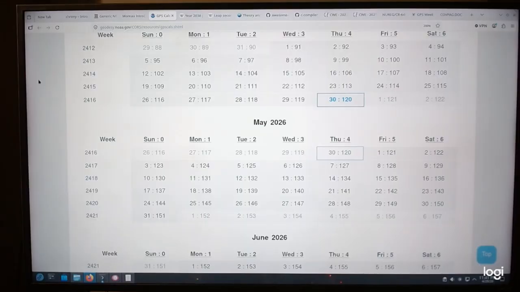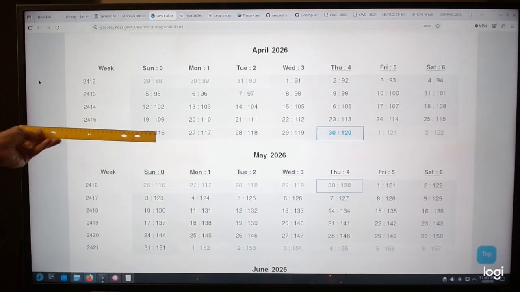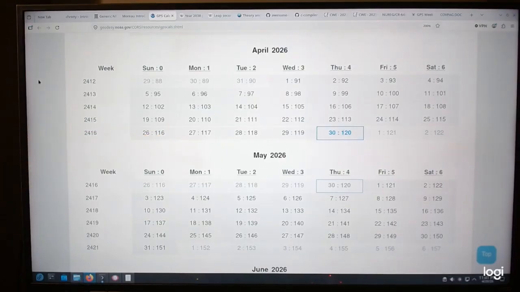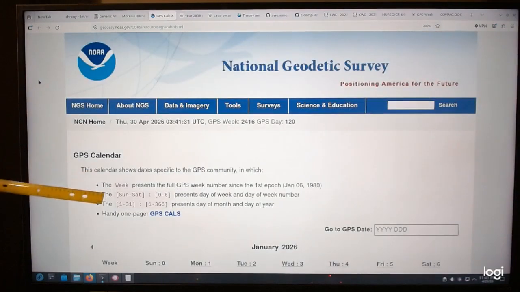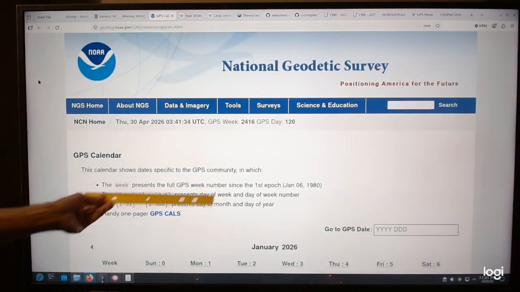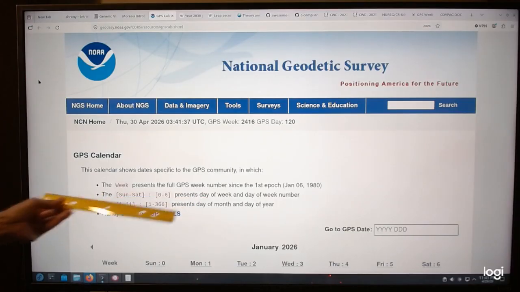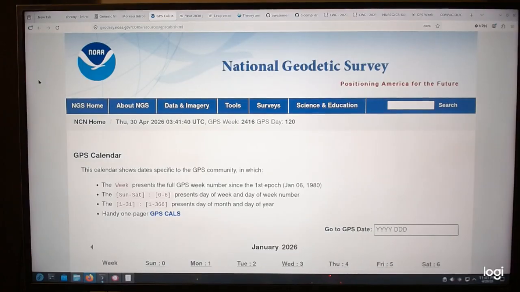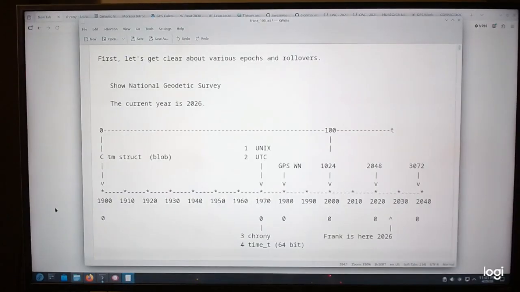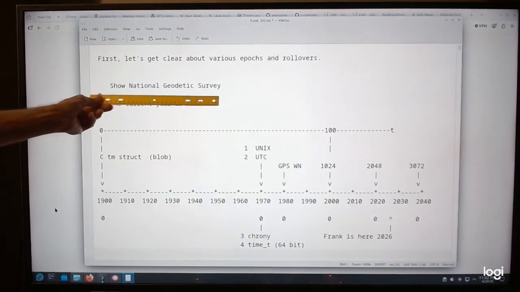But anyway, it shows the week number, the day of the month, and then the day of the year. That's useful to see what the year number is for those GPS. The GPS calendar shows the week number for those GPSs. So let me get back to my notes. I wanted to bring that to your attention. All right, so that's the National Geodetic Survey thing.